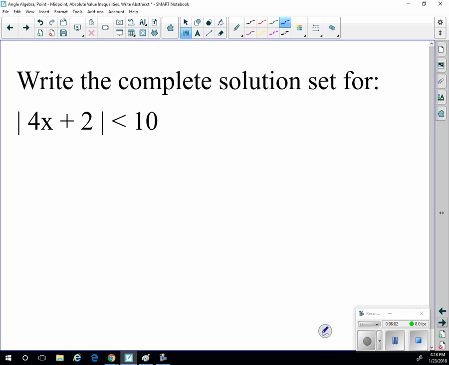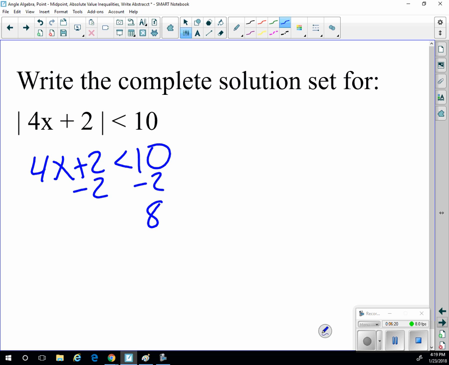Write the complete solution set for the absolute value of 4x plus 2 is less than 10. Well, just remember the absolute value means distance from 0. And so 4x plus 2, that needs to be less than 10. And so we can subtract the 2, and we get 8. So 4x is less than 8. So x is less than 2.